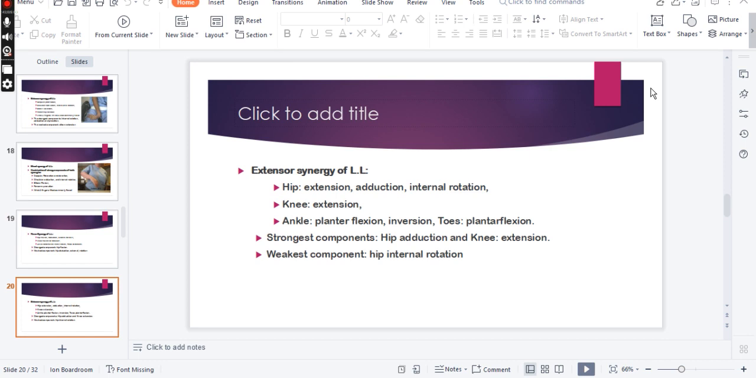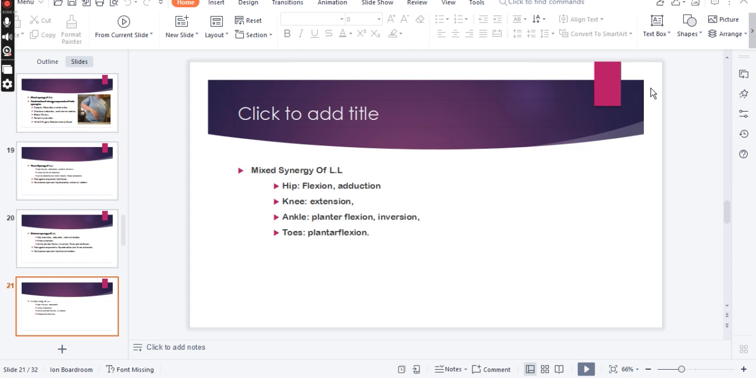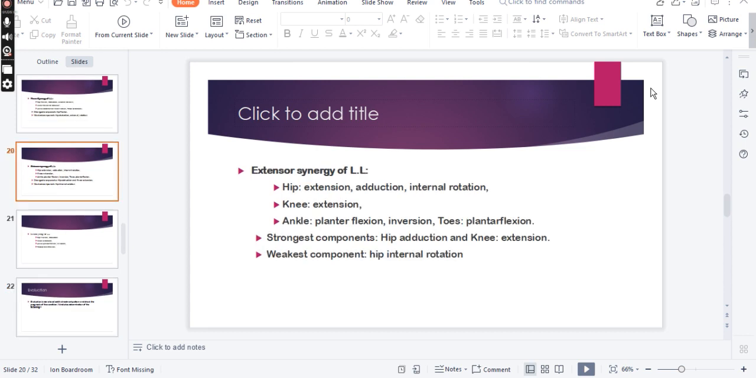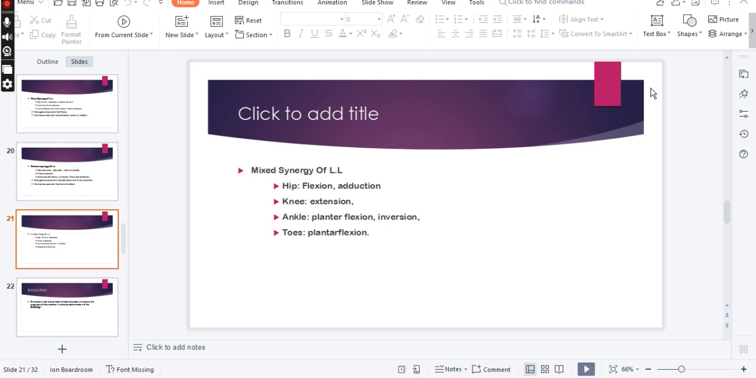Extensor synergies of lower limb: hip extension, knee extension, ankle plantar flexion and inversion, as it will reverse. Toes plantar flexion. Strongest component is hip adduction and knee extension. Weakest is hip internal rotation. And in mixed synergies, it is a combination of both.